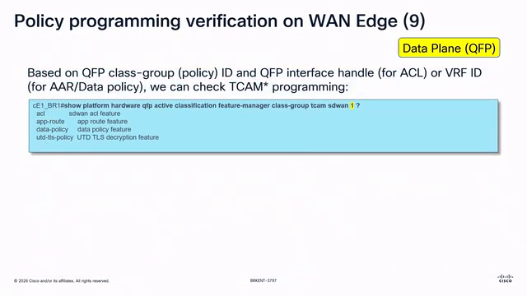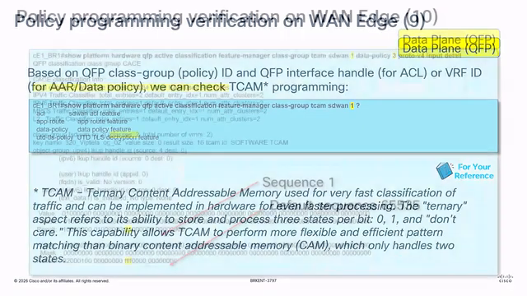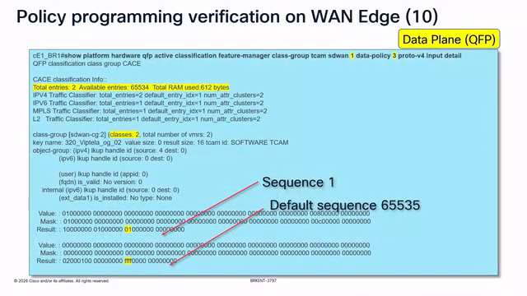Based on the QFP class group or policy ID, if we already checked it and found the interface handler, right, we can check the details of how the policy is programmed in the TCAM. And I keep forgetting what TCAM is, so I decided it's a good idea, not for you, for myself, to include this as a reference with the definition of what ternary content addressable memory is. Right? So, again, cryptic, complex, but if you use your common sense, you can understand more or less what is going on in the TCAM.